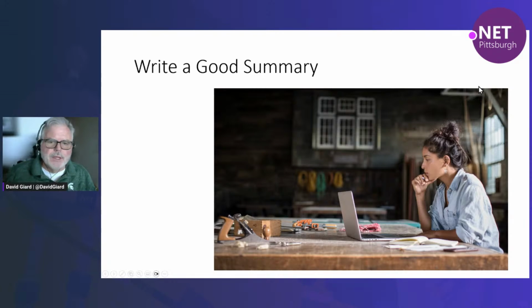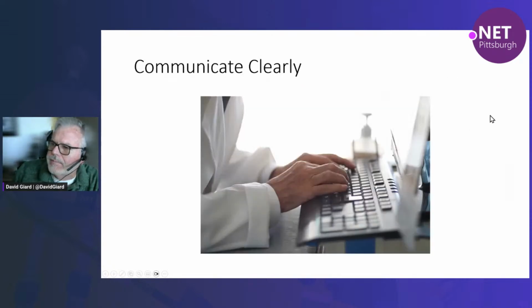Write a good summary. Don't make them guess about what you're doing. You're creating a change list, so communicate explicitly what changed and why it changed and which issues you're addressing, which bugs you're fixing, what the expected output is going to be. That'll make the code review process go a lot more efficiently. And then communicate that clearly to them.